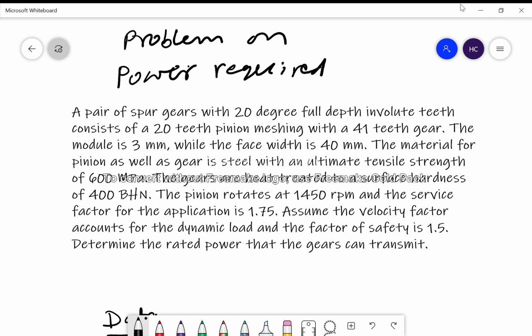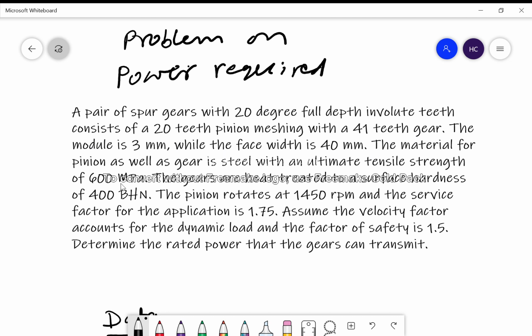Namaste. Let us solve a problem on power requirement. Here we have a problem. A pair of spur gears with 20-degree full depth involute teeth consists of a 20 teeth pinion meshing with a 41 teeth gear. The module is 3 mm while the face width is 40 mm.